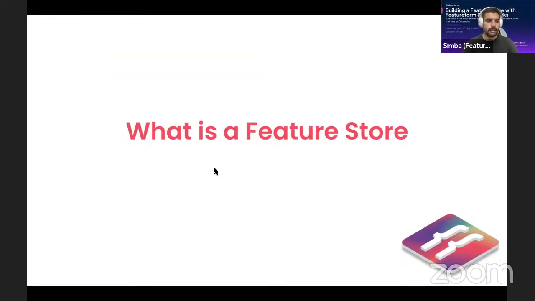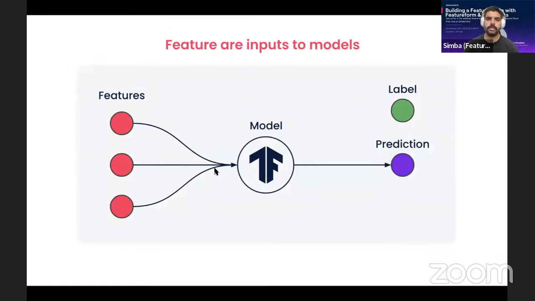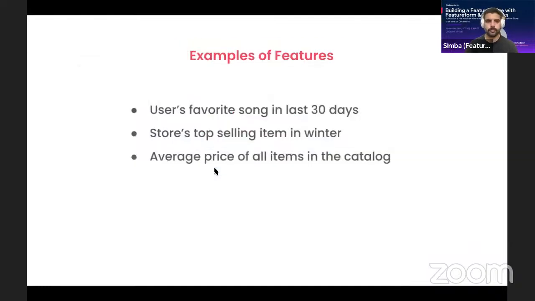So let's get started by just defining what a feature store is. And to do that, I like to start with what a feature is. A feature is an input to a model. There are many different types of models, and models take inputs and generate an output. If you kind of squint at an ML system, it all kind of looks this way. There are inputs that go into models, and those models are then used to make predictions. Examples of features include a user's favorite song, a store's top-selling item, average price of all items in a catalog. These are all features that might go into a model to make a prediction.